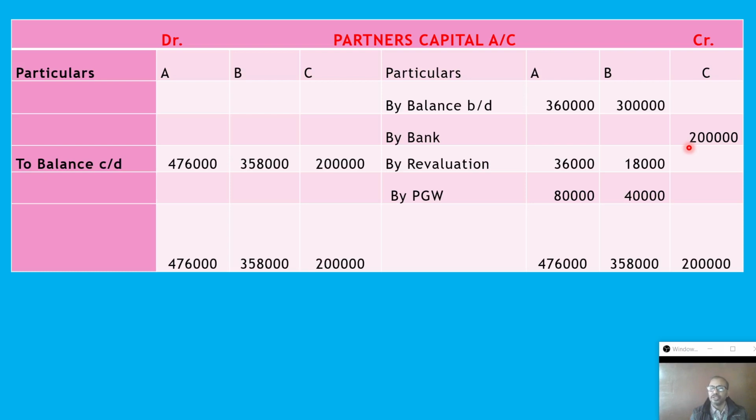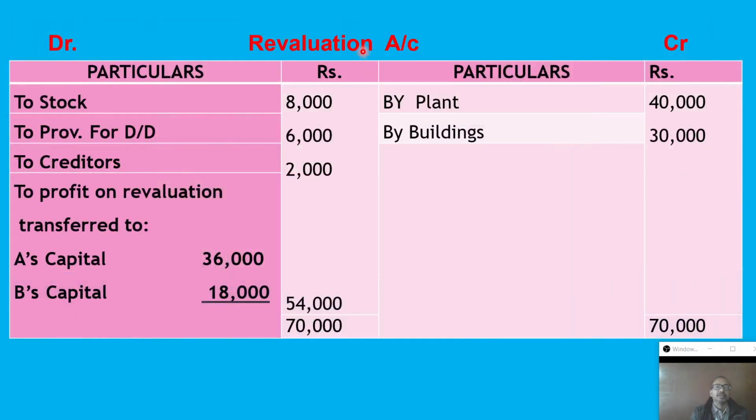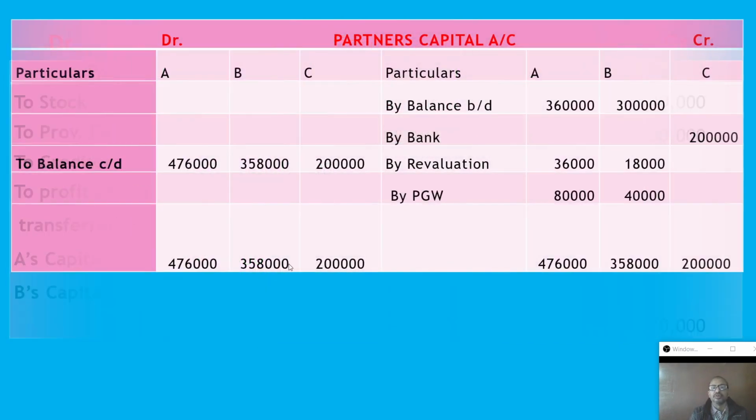It is already mentioned in the question that C contributed this 2 lakh. After that, revaluation profit. When profit arises, it is by revaluation. Ultimately, on the revaluation ledger you can see here, this is just contra posting. Revaluation account debit to partners' capital. So when you open the partners' capital, it goes here by revaluation, the respective profit, 36,000 and 18,000.